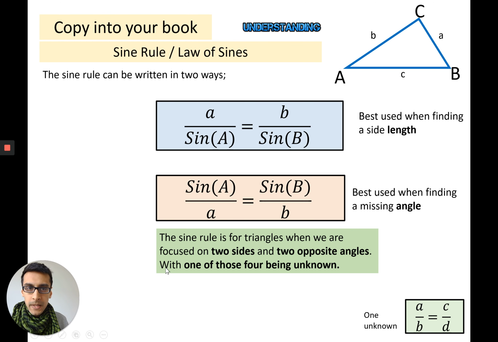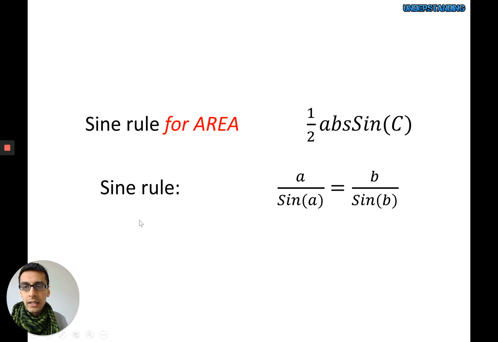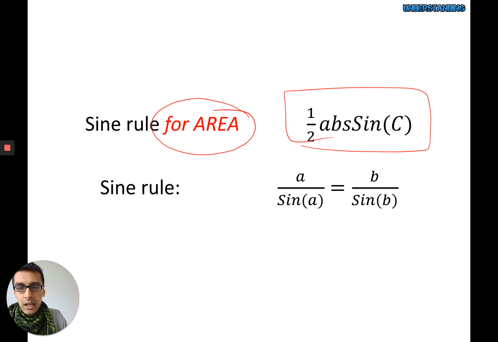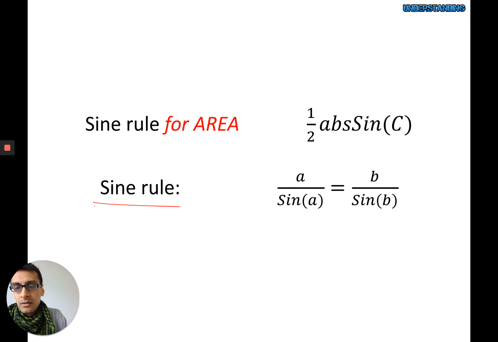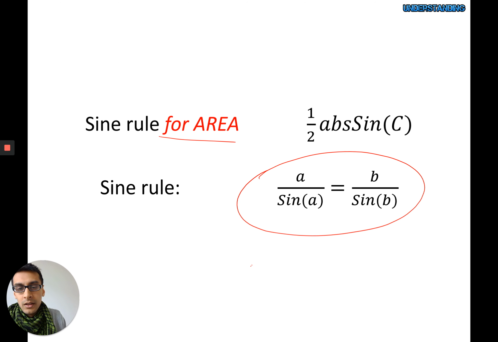Just after you copy this out, I just need to make a point that yesterday we were looking at the sine rule for area, which is half ab sine C. Today we've been doing the sine rule. This is the one you're going to come across a lot more. Just notice that yesterday I kept saying sine rule for area. Generally, when I say sine rule, I'm going to be referring to this one. This is the main one that we will be using.